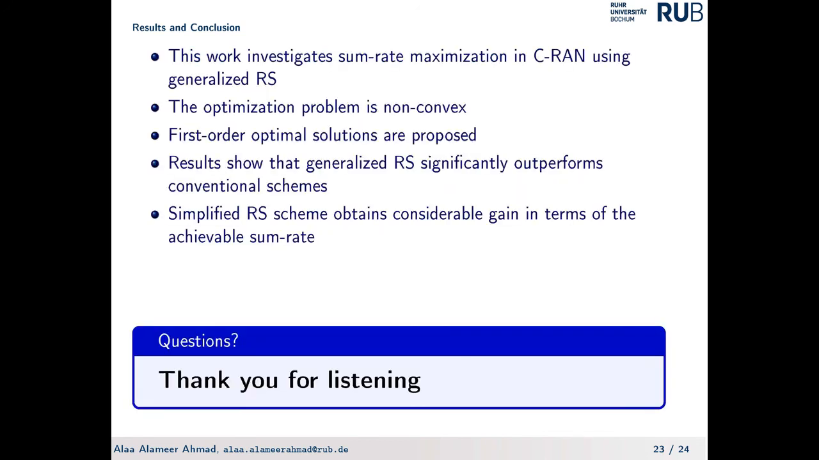This work investigates sum rate maximization in CRAN using the generalized rate splitting scheme. We propose an iterative algorithm to find a first-order optimal solution to the non-convex optimization problem. The results show that generalized RS significantly outperforms conventional schemes. Even with simplified rate splitting schemes, we obtain considerable gain in terms of the achievable sum rate.